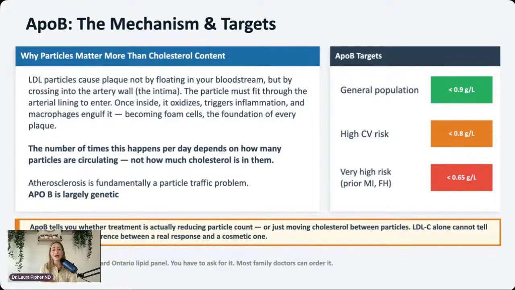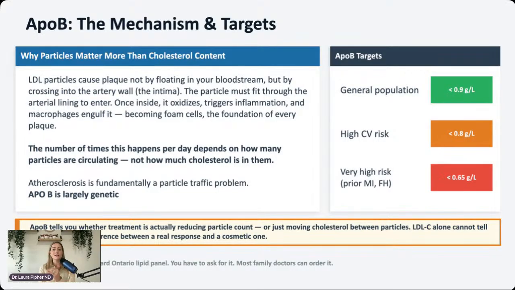And we do know that ApoB is largely genetic, right? The amount of particles you carry is a genetic thing. And so ApoB can tell you whether your treatment is actually reducing particle count or just moving cholesterol between particles. LDL cannot tell you that, okay?